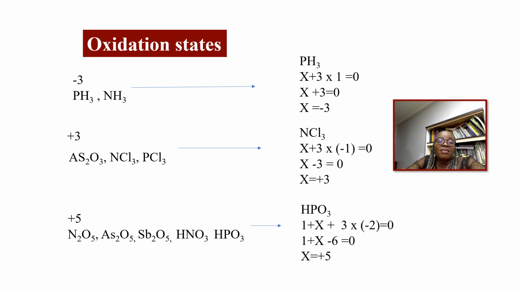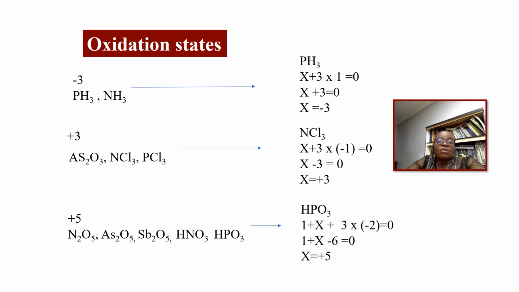Phosphine is a non-metal hydride. So in this compound, hydrogen has an oxidation state of +1. Assuming we don't know the oxidation state of phosphorus, we are asked to find it. We put the equation X, which is what we do not know, plus 3, the 3 representing the 3 hydrogens, times 1, which is the oxidation state of hydrogen, equals 0.